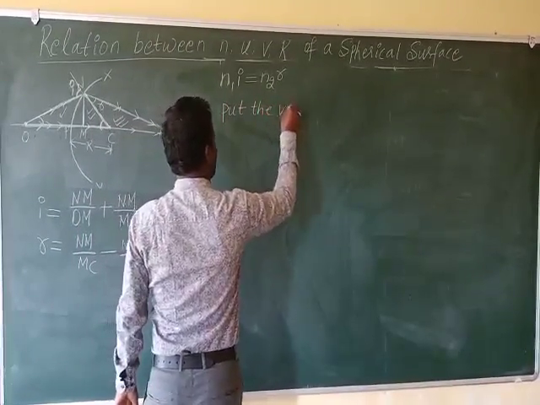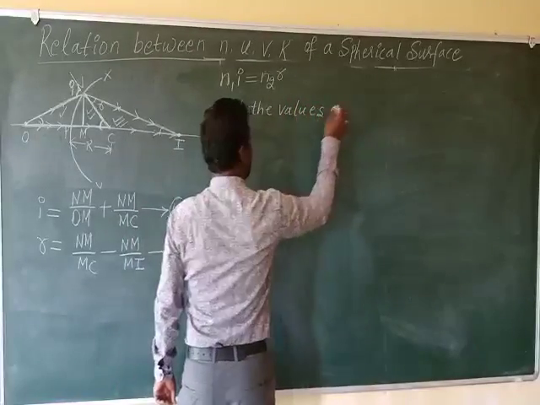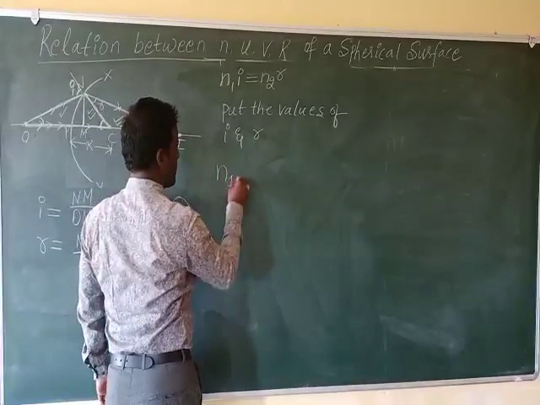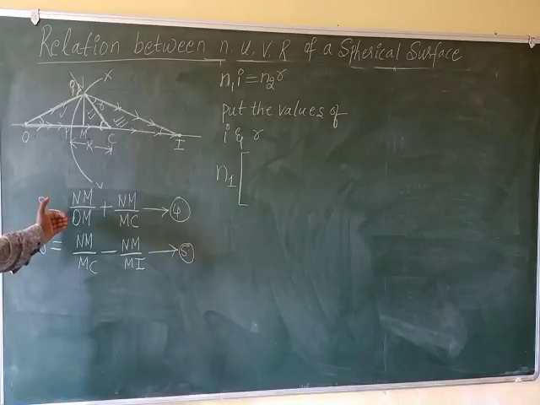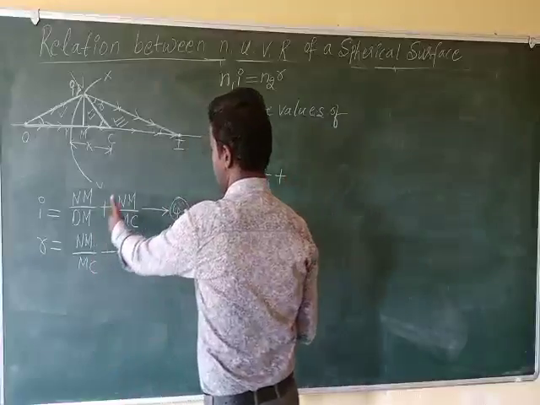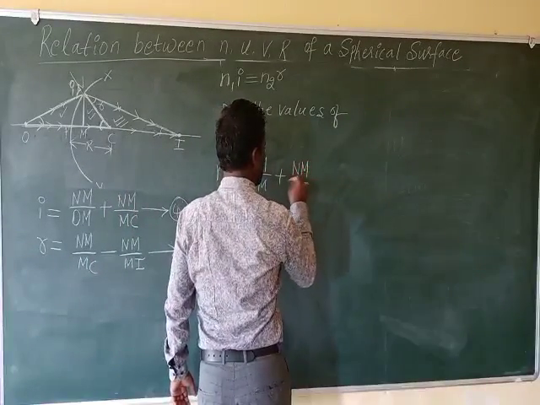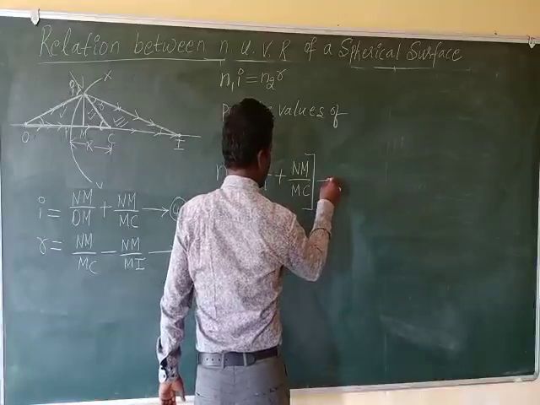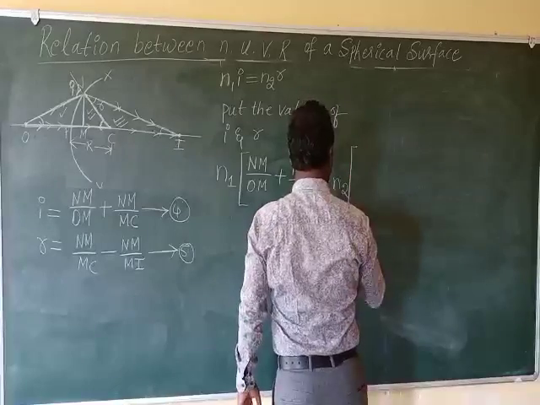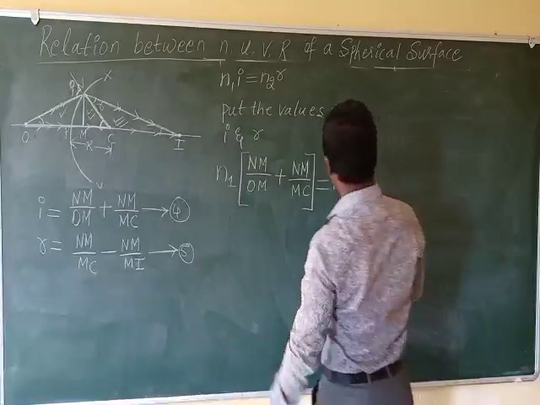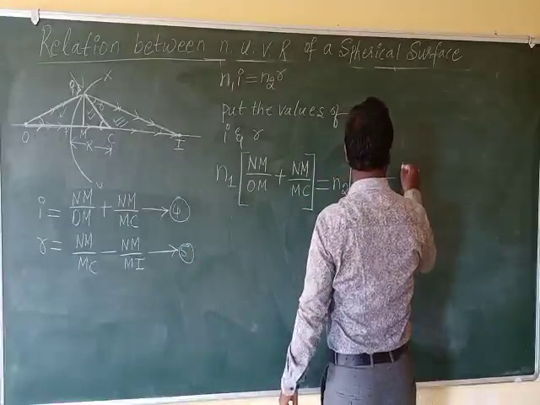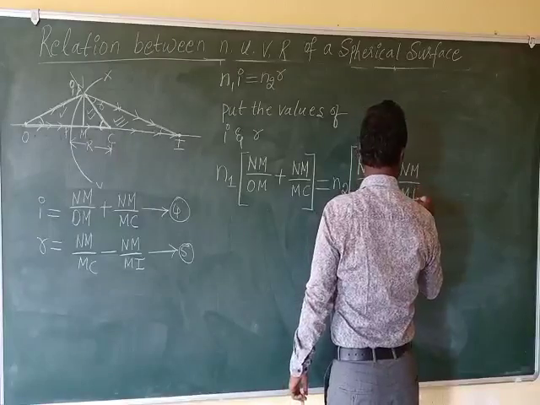Put the values of I and R. N1 into I, where the I value is NM by OM plus NM by MC, equals N2 into R, where R is NM by MC minus NM by MI.